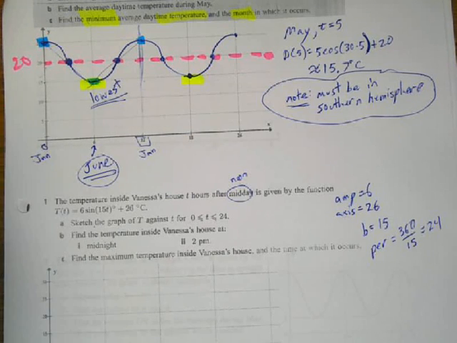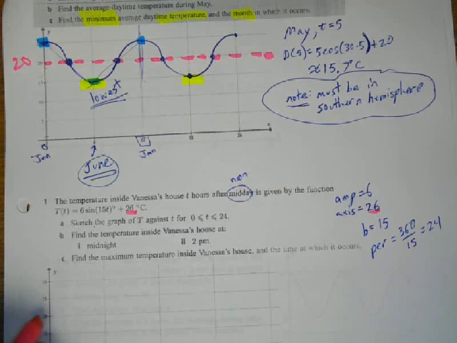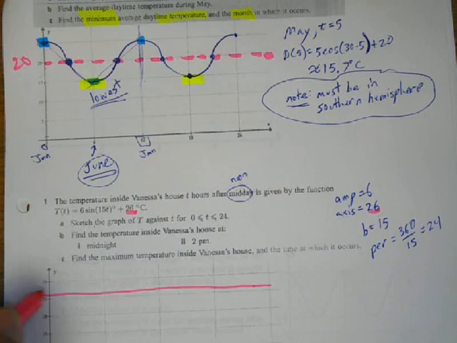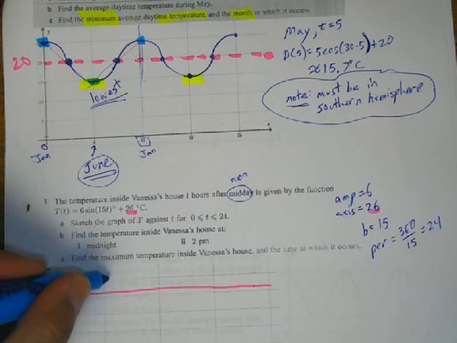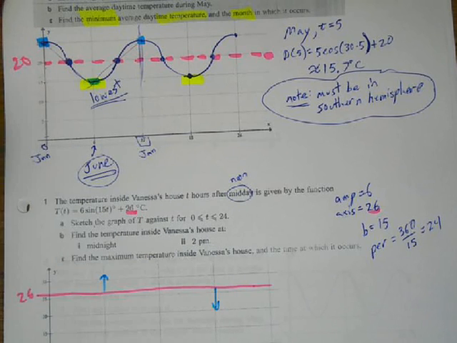So once again, we're going to start off with the principal axis at 26. So here's 25. So it's pretty close to right about there. 26. Okay. The amplitude is 6. So I'm going to go 6 above and 6 below. Okay. Since it's a sine wave, we start at the principal axis and end at the principal axis.